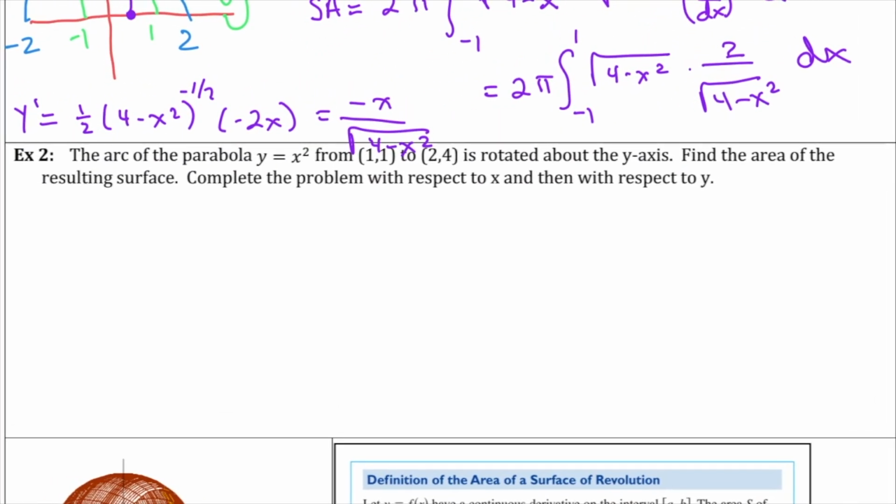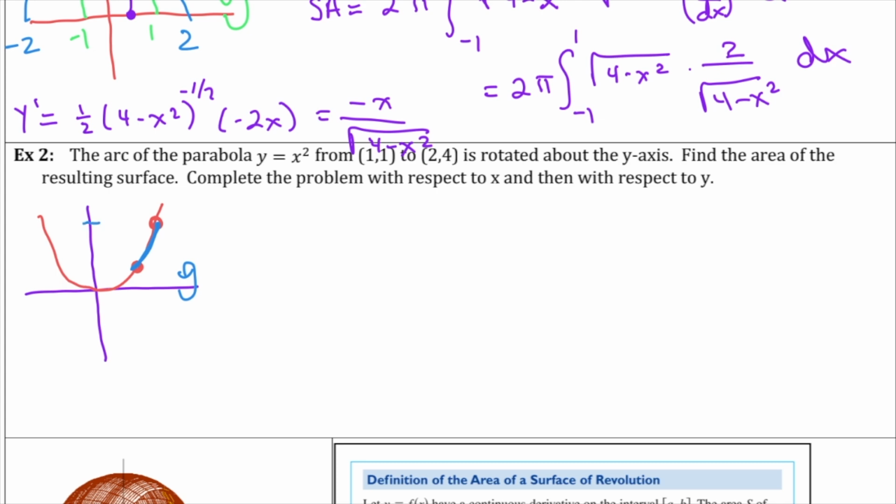Looking at question number 2. We have the arc of your parabolic function, but we're only going to go from (1, 1) to (2, 4). Again, start by drawing a picture. The pictures are important. We have our parabolic function. Fill it in here. We're only interested from (1, 1) all the way to (2, 4). So the piece we're looking at is right here. And we're going to spin about the x-axis or spin about the y-axis. So I actually want to show you both ways.